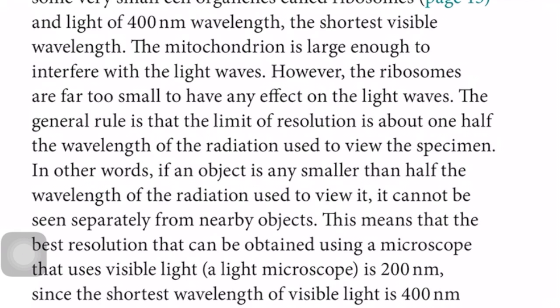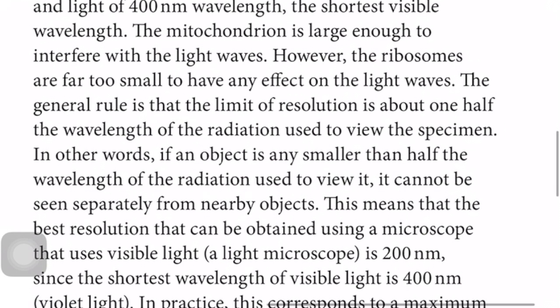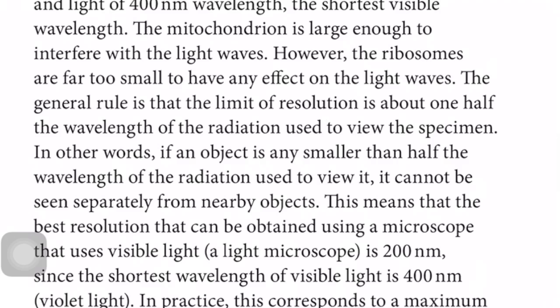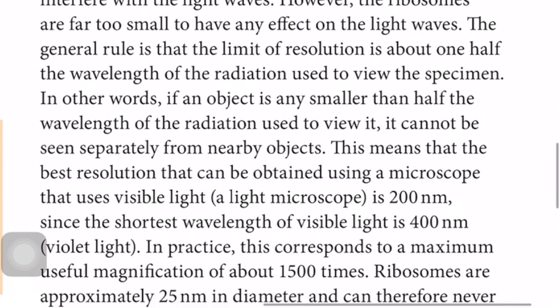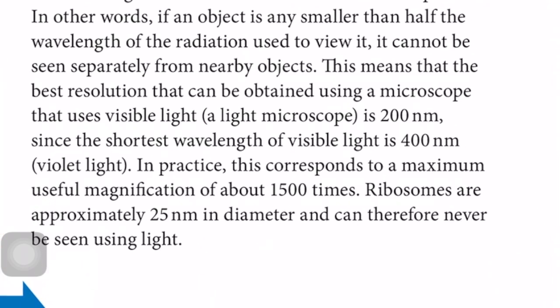The general rule is that the limit of resolution is about 1/2 the wavelength of the radiation used to view the specimen. In other words, if an object is any smaller than half of the wavelength of the radiation used to view, it cannot be seen separately from nearby objects. This means that the best resolution that can be obtained using a light microscope that uses visible light is 200 nanometers, since the shortest wavelength of visible light is 400 nanometers.